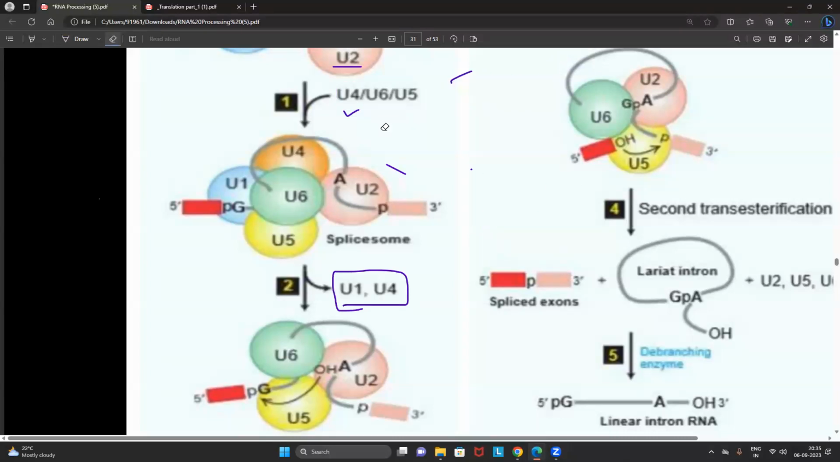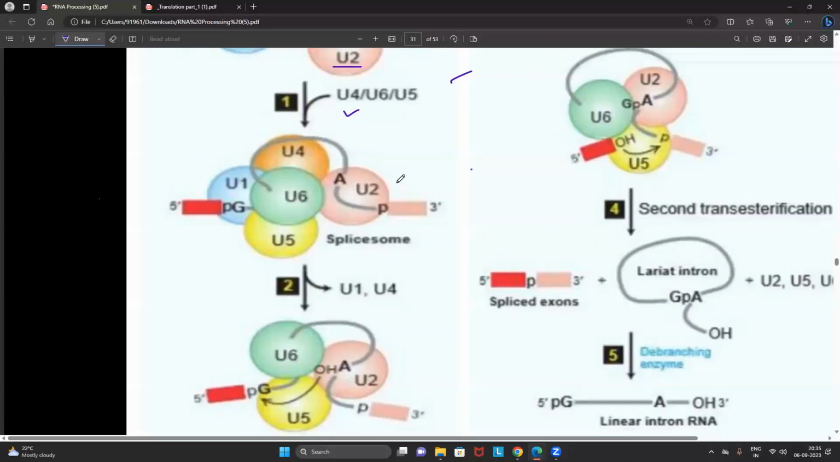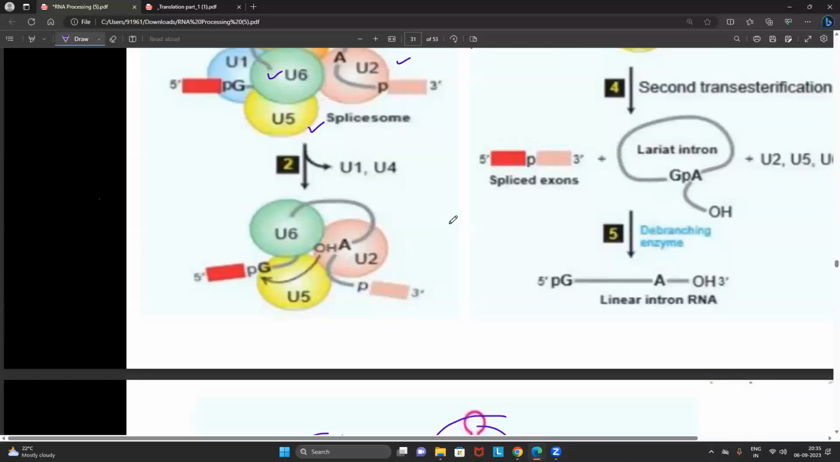Now all the students, look into the picture very carefully. Now what is left out? The left out is U2, U5, and another one, U6. These 3 are left out. Now you only look into the picture. What is our ultimate goal? Our ultimate goal is transesterification.